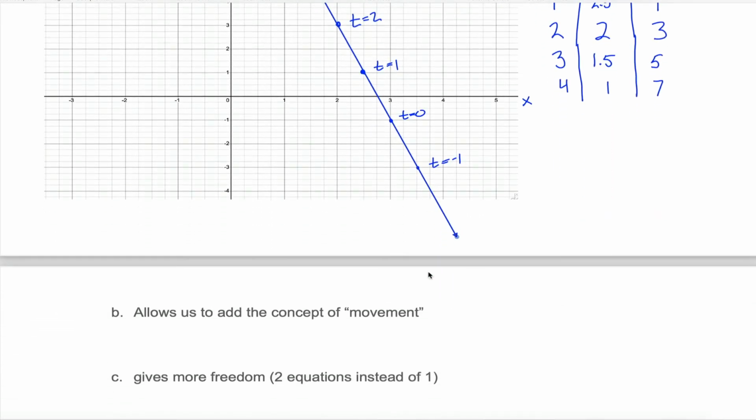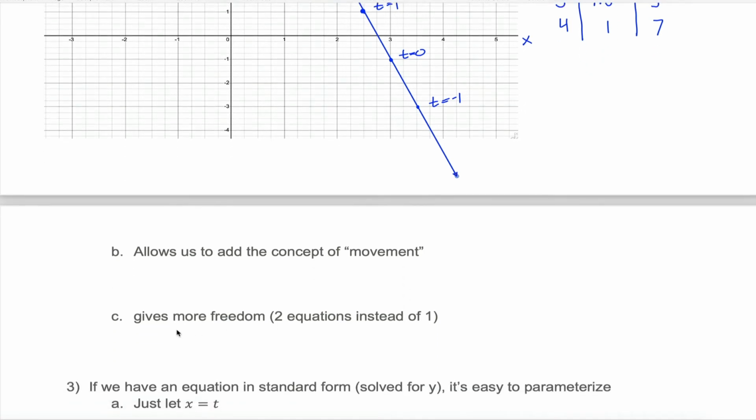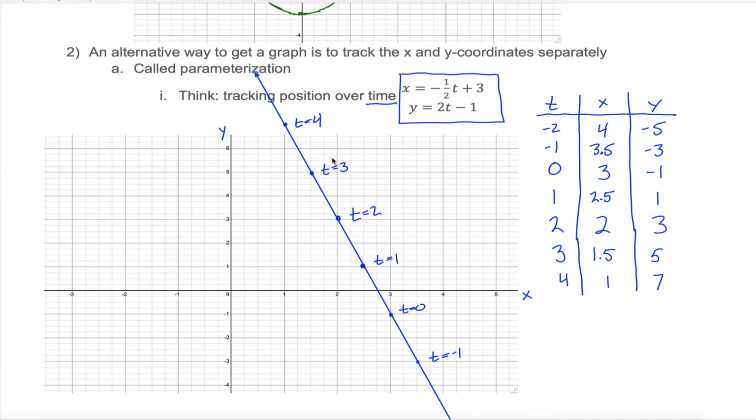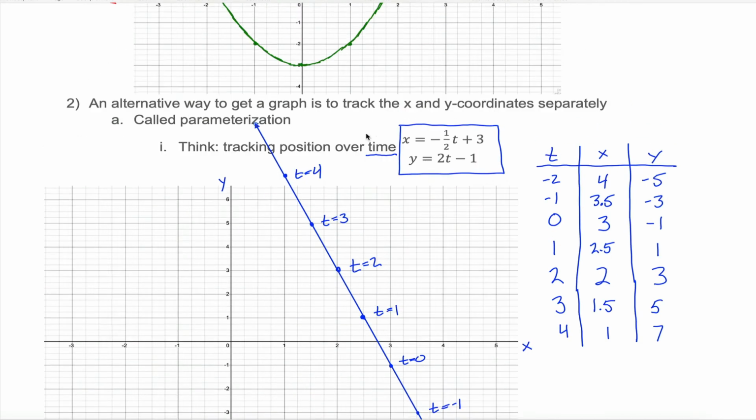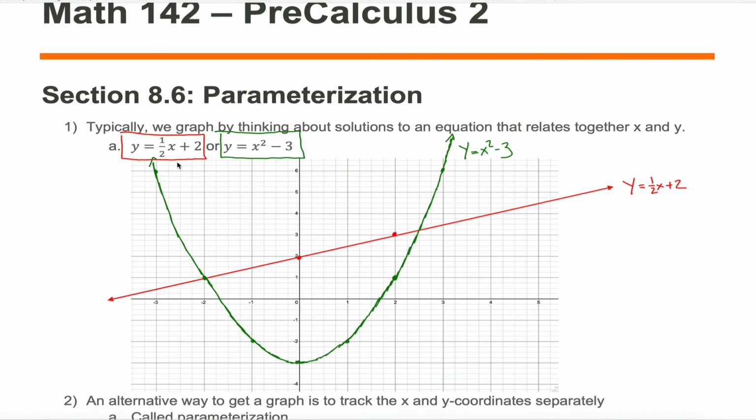In fact, it'll turn out that that's the biggest advantage, I think, of parameterization, is it allows us to add this concept of movement because we're tracking time. But that's not the only advantage. Another advantage is that parameterization gives us a lot more freedom. If you kind of think about this equation, we only have a single equation that ties together the x and the y variable, so there's not that much we can do with it.